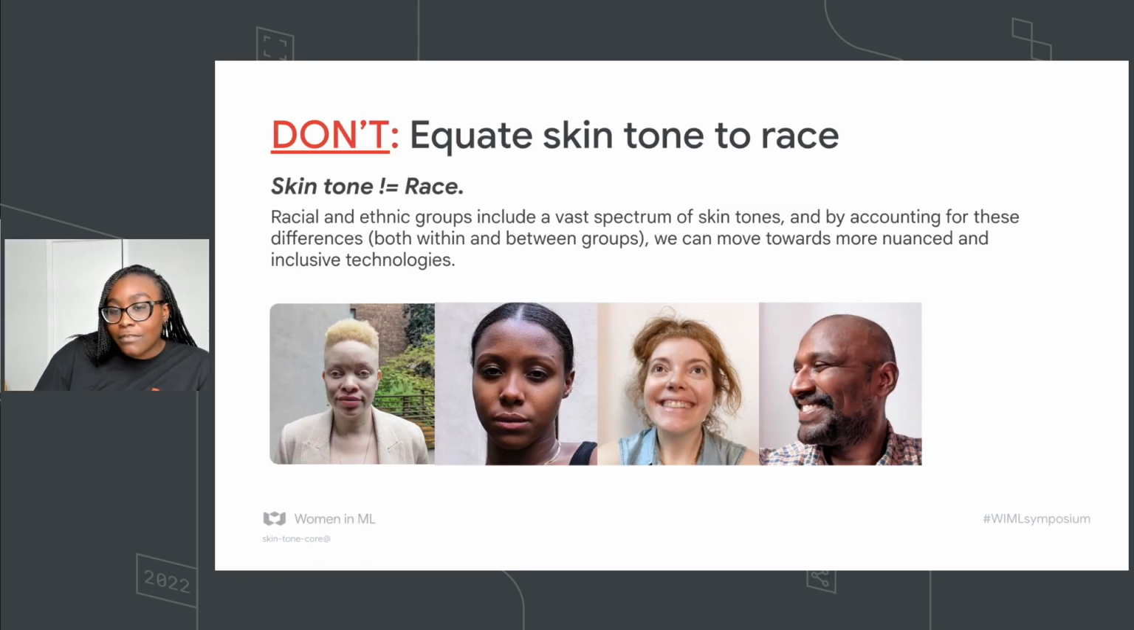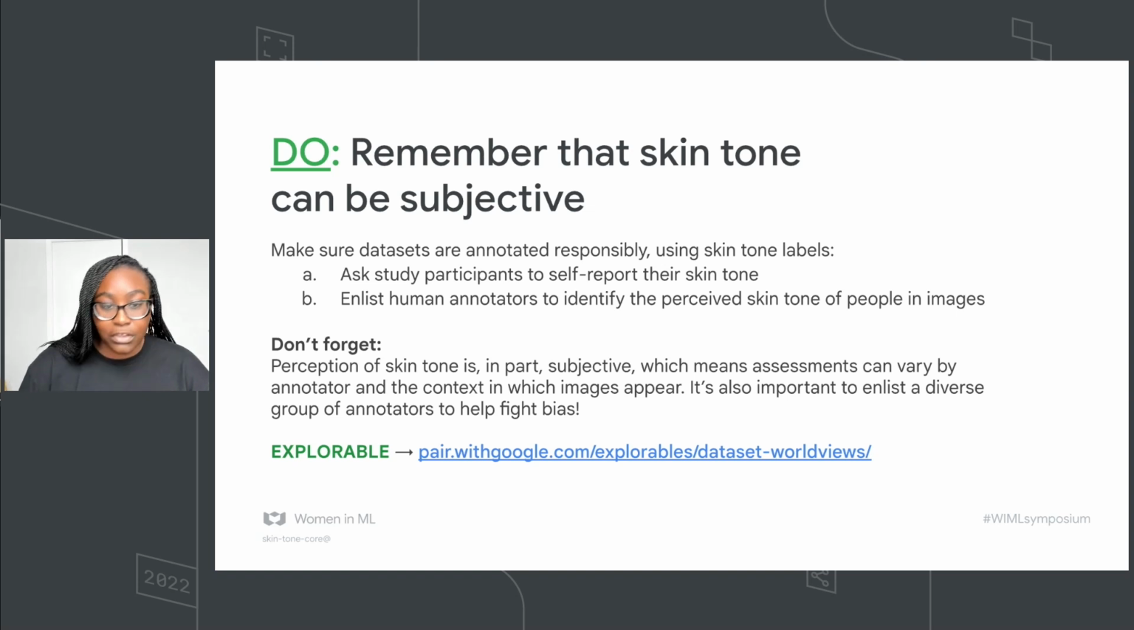In developing the scale, one of Dr. Monk's intentions was to help decouple skin tone and race. This is an extremely important concept, and these two things are often really conflated. Racial and ethnic groups include a vast spectrum of skin tones, as you can see here on this slide. By accounting for these differences, both within and between groups, we can move towards a more nuanced way of being able to measure and build inclusive technology. So in summary, don't try to use skin tone as a proxy for race. It won't work.